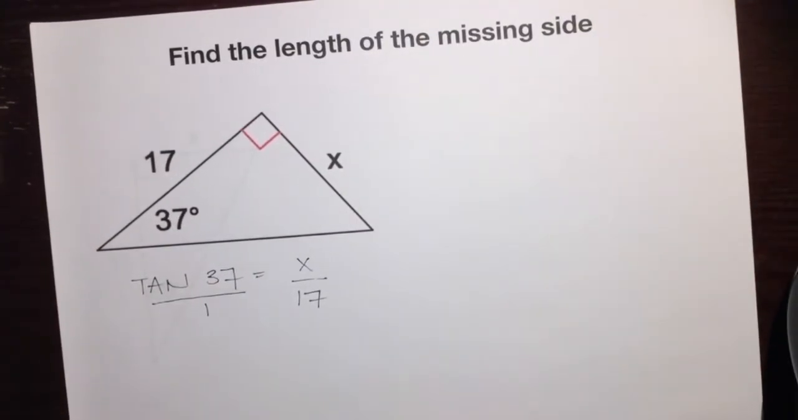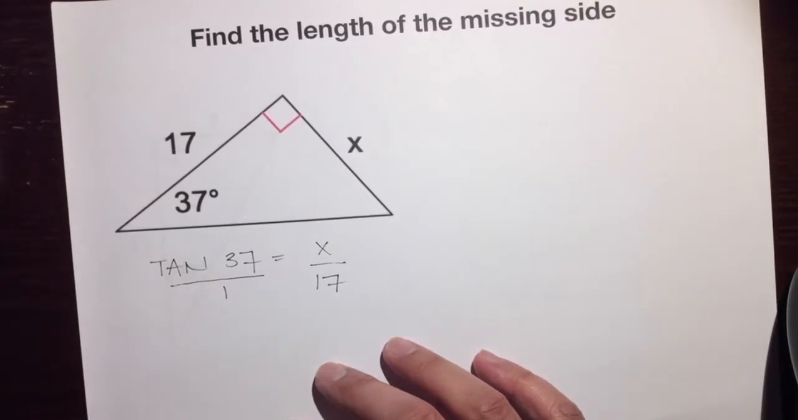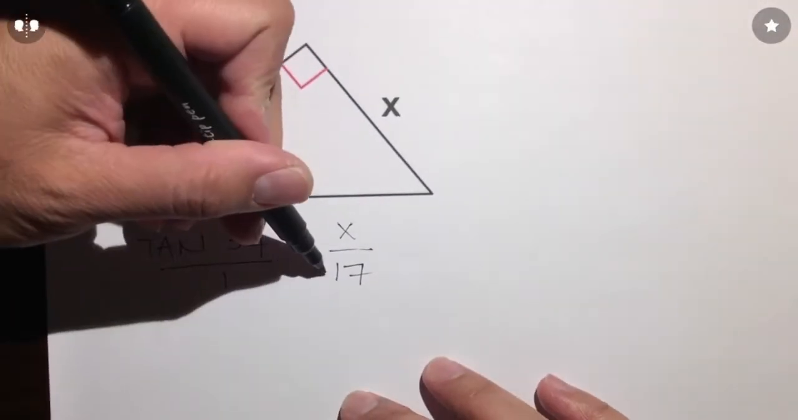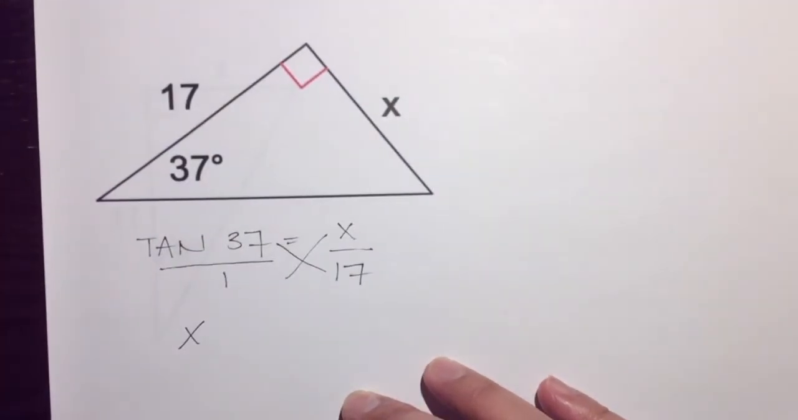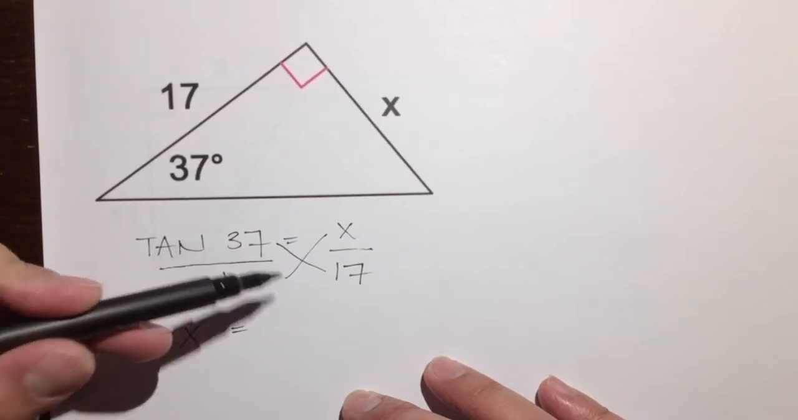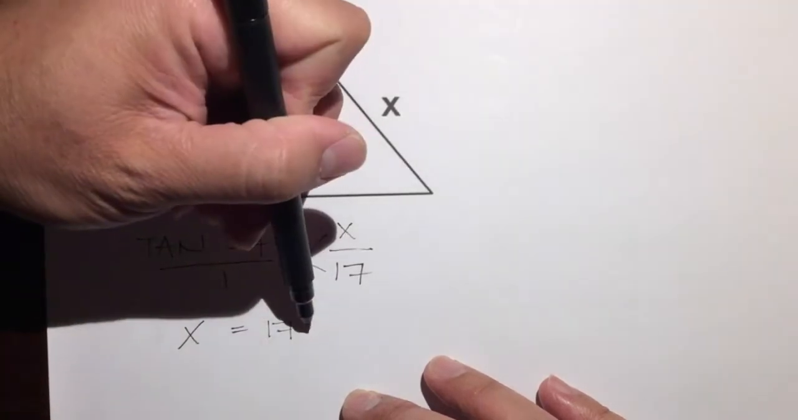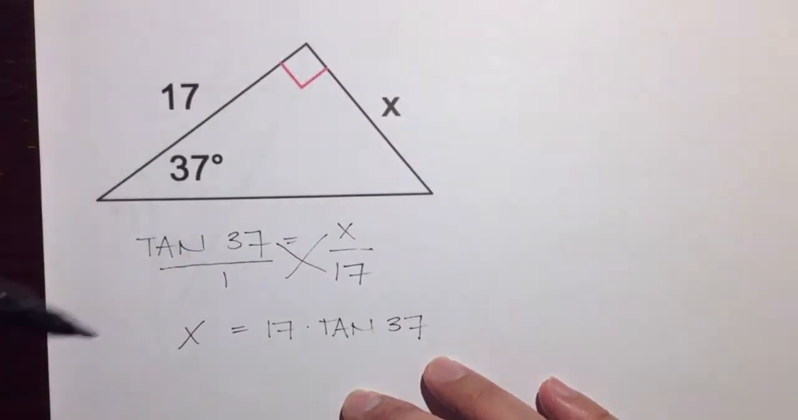Okay, so before we even use our calculators, we want to get x by itself. How would we get x by itself? We have a proportion, so we would cross multiply. So 1 times x is just x. Don't say 1x, let's keep it simple. So it's just x is equal to, now you could put tangent of 37 times 17, but I suggest putting this number out in the front. So put 17 times tangent of 37.